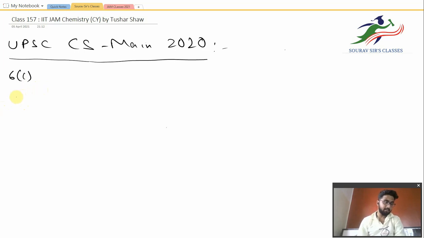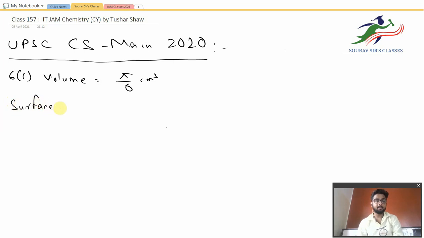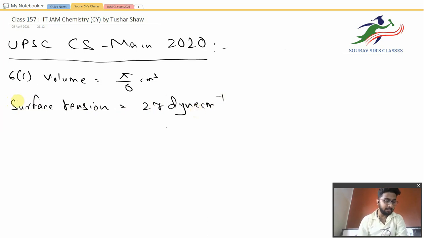It says that a spherical soap bubble of volume pi by 6 centimeter cube is suspended in air. If the interfacial surface tension of the soap-air interface is 27 dyne per centimeter, calculate the excess pressure inside the bubble. So we have to calculate delta P, that is the excess pressure inside the bubble.